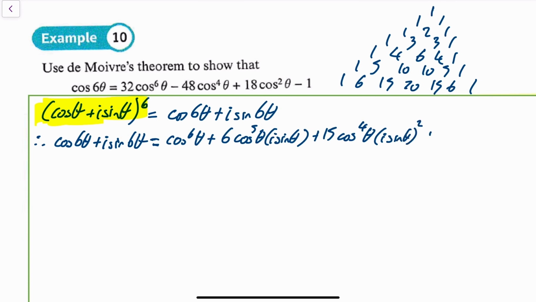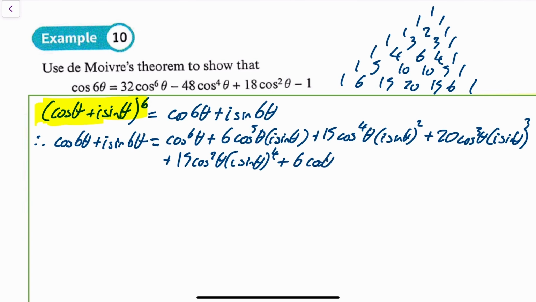Then we'll have 20 cos cubed theta times I sine theta, now cubed as well. We keep going, and we're also going to have 15 cos squared theta times I sine theta to the power 4, and then 6 cos theta times I sine theta to the power 5, and then plus I sine theta to the power of 6.